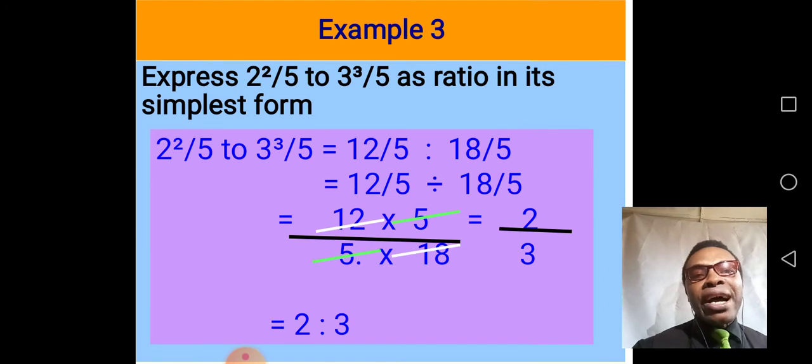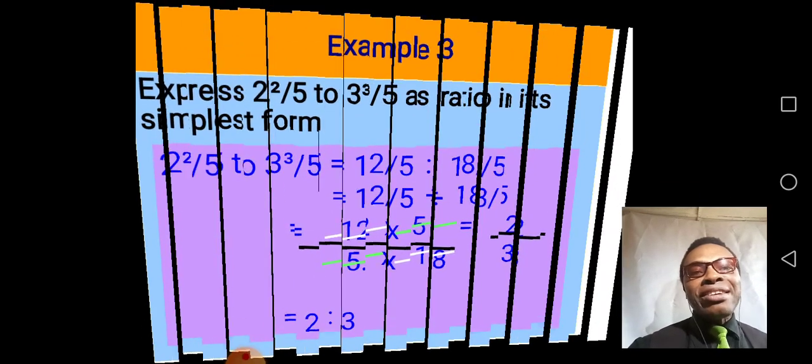So 12 over 5 divided by 18 over 5, which will be times 5 over 18. You take the reciprocal. 5 will cancel 5, as shown with the green lines. And then, of course, 6 into 12 is 2, and 6 into 18 is 3. So we have 2 ratio 3. Let's look at another example again.